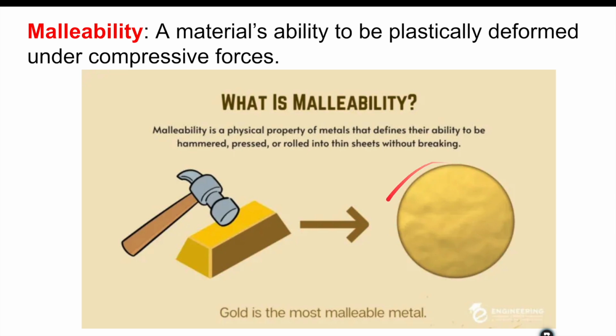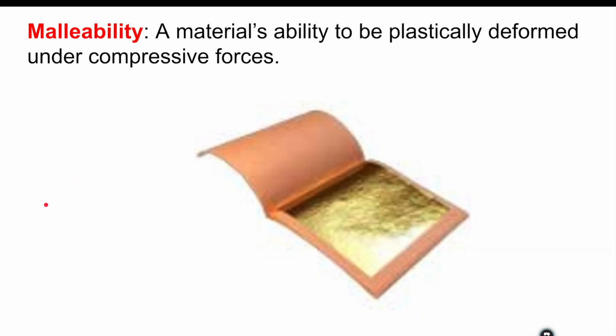Gold, by the way, is the most malleable metal. You can really hammer gold into very, very thin sheets. And this is quite useful for a lot of applications, like, for instance, gold leaf. Gold leaf is this right here. This is very, very thin gold, and you can take this and coat a statue with it to make it look gold.